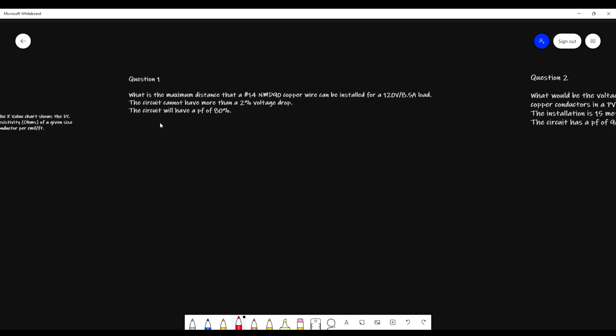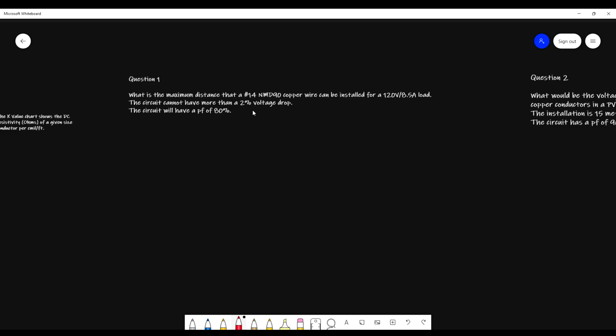It's in there. The circuit will have a power factor of 80%. So there's a few added things in here that I had put in to be able to do the new formulas. Now I'm telling you the power factor. I'm telling you that it's actually a cable, a copper wire, NMD90. It's a cable. I have to tell you whether it's in a cable or a raceway. And for this circuit, I'm saying you can't have more than a 2% voltage drop. Okay.